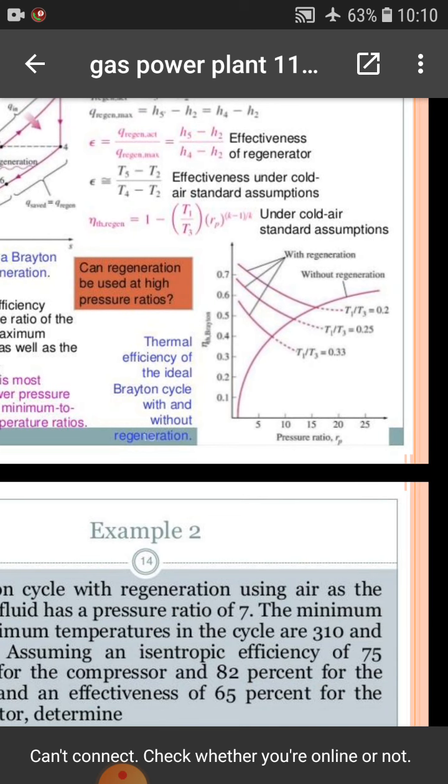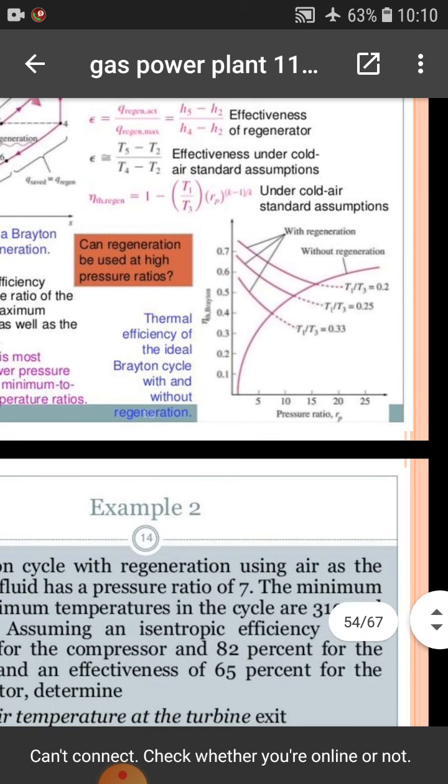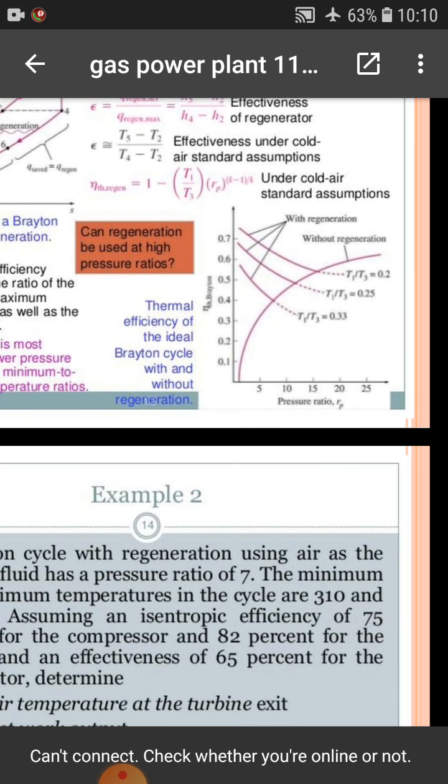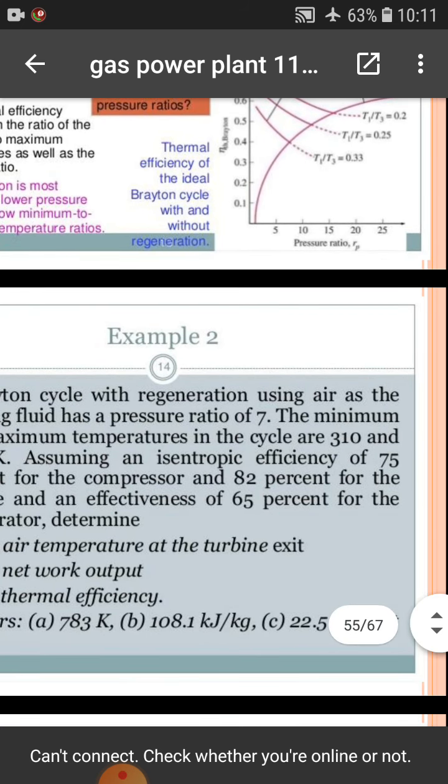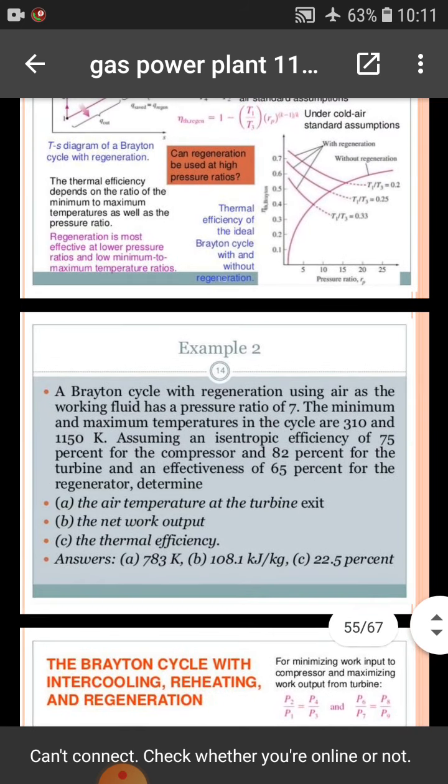Thermal efficiency with regeneration equals 1 minus T1 upon T3 times pressure ratio raised to K minus 1 upon K, under the cold air standard assumption. This graph shows Brayton thermal efficiency versus pressure ratio with regeneration and without regeneration. After that, an example on regeneration for assignment.